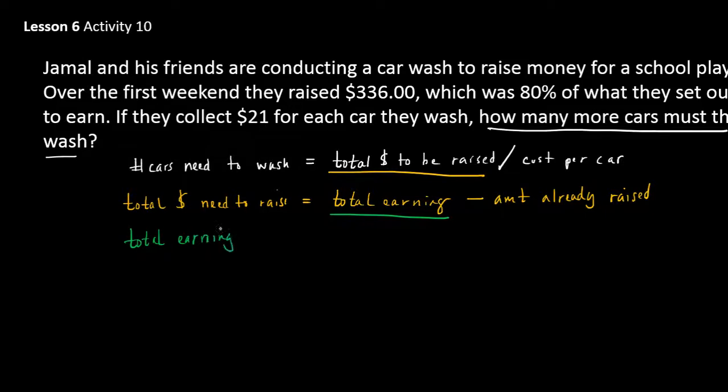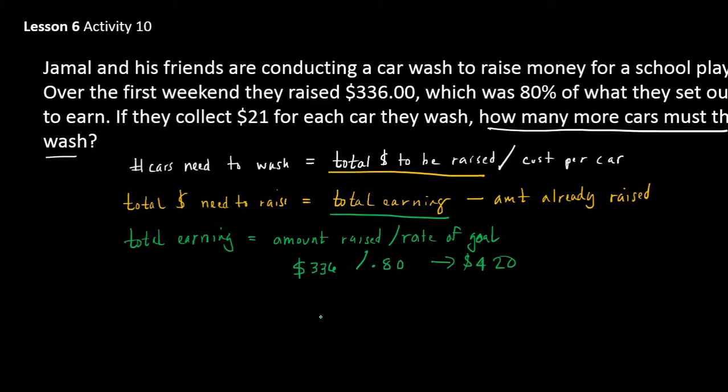Well, their total earning would be the amount raised over the rate of their goal. So what do I mean by that? I just mean that they raised $336, and if we divide that by the rate, which was 80%, we get $420. So $420 is their total earning.